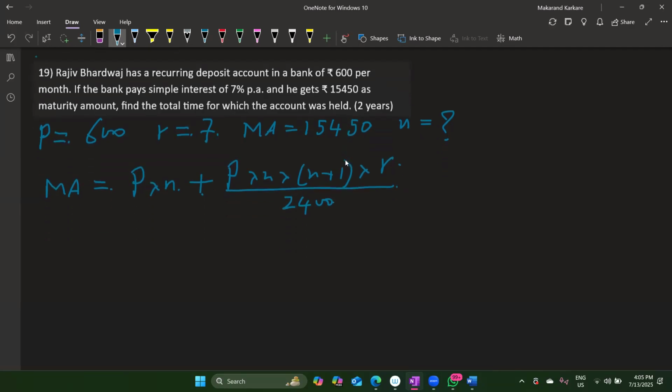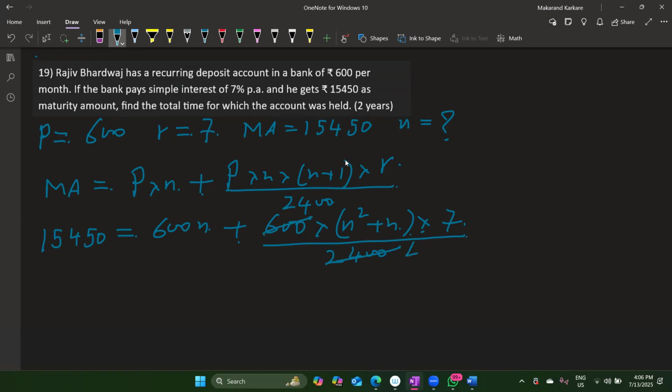So 15,450 is equal to 600 N plus 600 into N squared plus N into 7 divided by 24. All right.